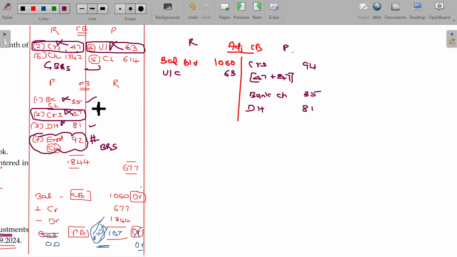Okay. So I have posted this one, this one, this one, this one. Only the 3 items. What are they? 6, 5, 7 are going to be shown in the BRS statement. Now come on. Find out the new balance here. 1123. What's the balance here?